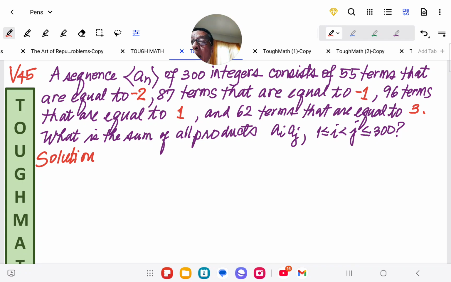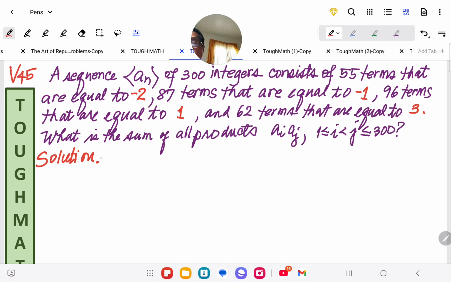So our problem for today is a sequence a sub n of 300 integers consists of 55 terms that are equal to -2, 87 terms that are equal to -1, 96 terms that are equal to +1, and 62 terms that are equal to +3. What is the sum of all products a_i times a_j, where i is less than j, i is at least 1 and j is at most 300?